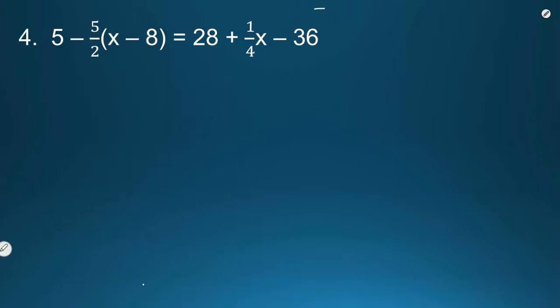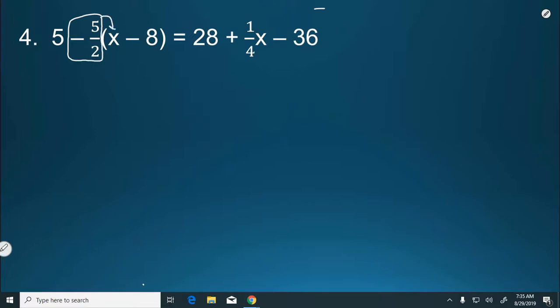Number 4, similar setup, only parentheses on one side here. So we're going to start by distributing the negative 5 halves using multiplication, multiplying by the numerator, dividing by the denominator in any order. So I bring down my 5. Common mistake is kids forget about that first number if there is one there. So we get negative 5 halves x, since that x is just 1, plus 8 divided by 2 is 4 times 5 is 20, plus, because I'm multiplying a negative by a negative, bring down my equal sign.